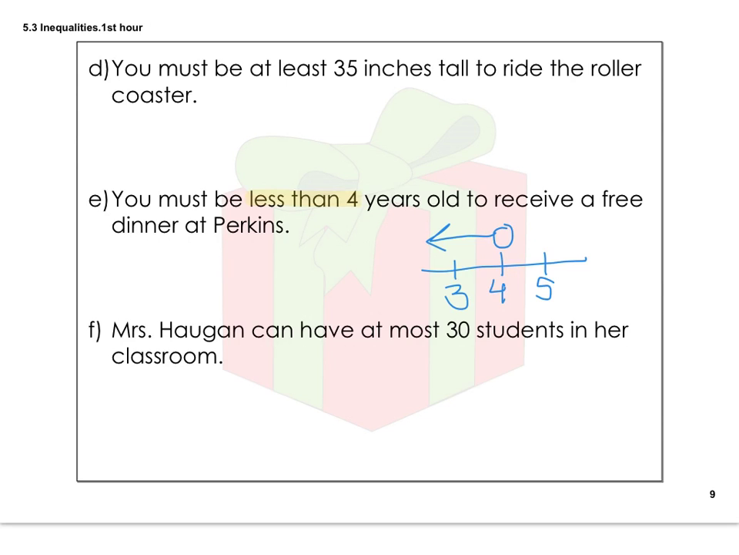So because it just says less than, there's nothing that indicates it being equal to. This one's an example of an open circle, which we had not seen yet. I'm going to use P for Perkins and less than 4.